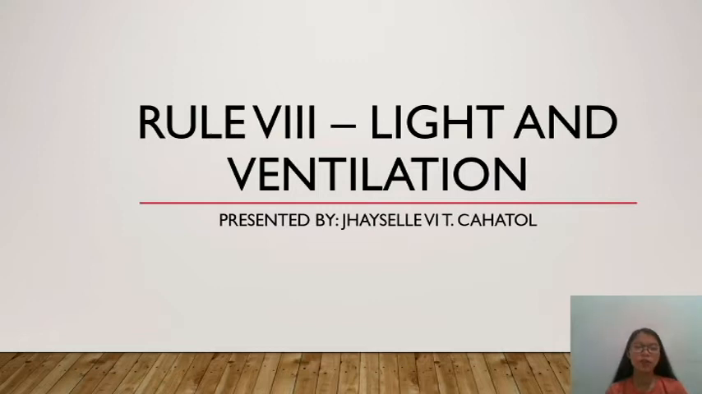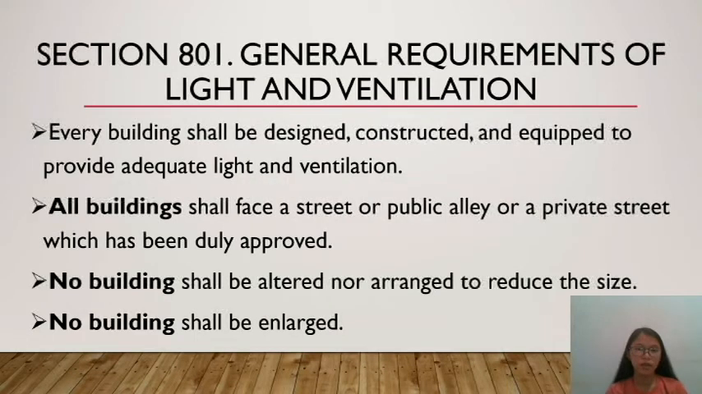Good day everyone. So we are now in Rule number 8, light and ventilation. In constructing a building or infrastructures, we need to consider these sections under Rule number 8. For Section 801, general requirements of light and ventilation. Every building shall be designed, constructed, and equipped to provide adequate light and ventilation.